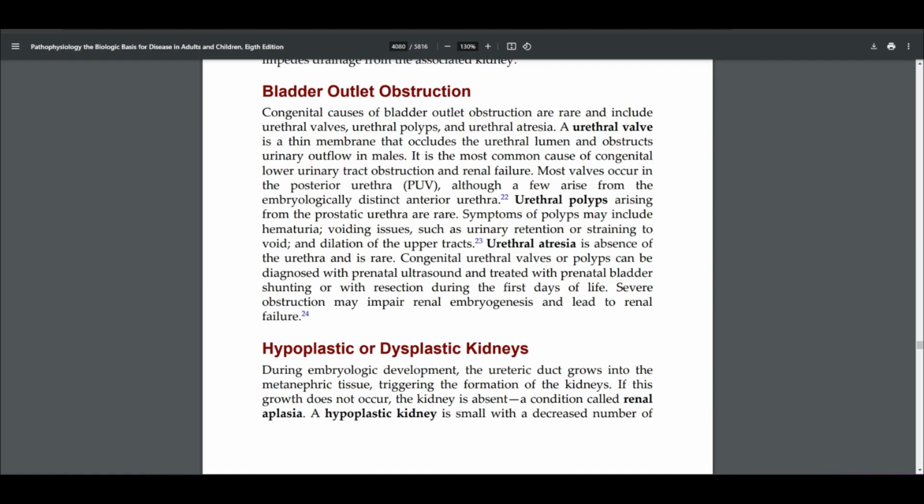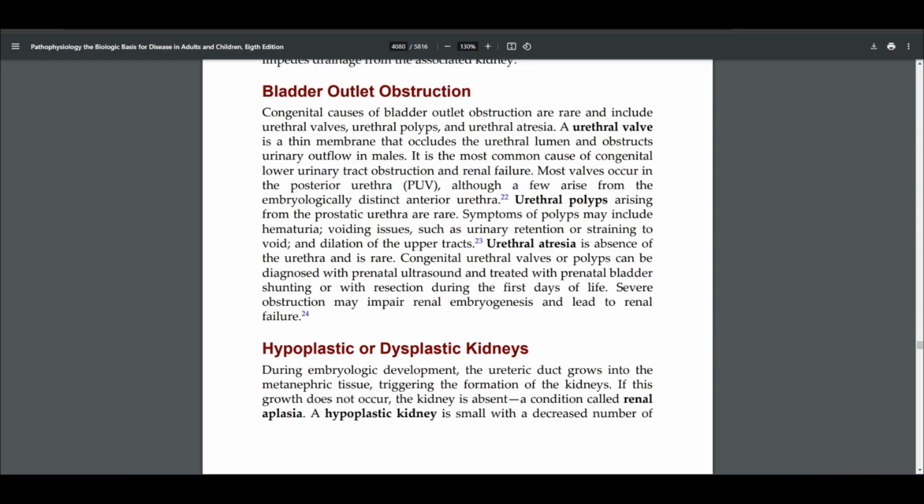We can also have bladder outlet obstruction. Congenital causes of bladder outlet obstruction are rare and include urethral valves, urethral polyps, and urethral atresia. A urethral valve is a thin membrane that occludes the urethral lumen and obstructs urinary outflow in males. It is the most common cause of congenital lower urinary tract obstruction and renal failure.